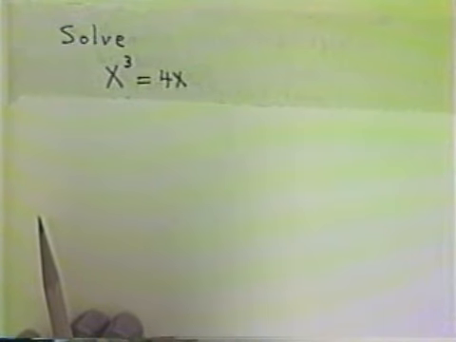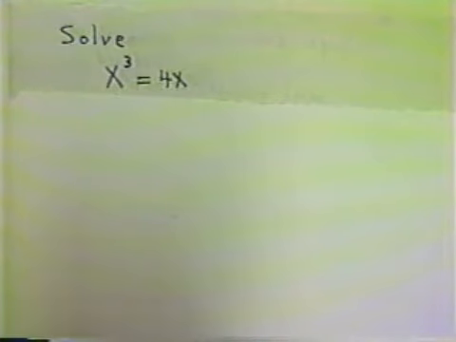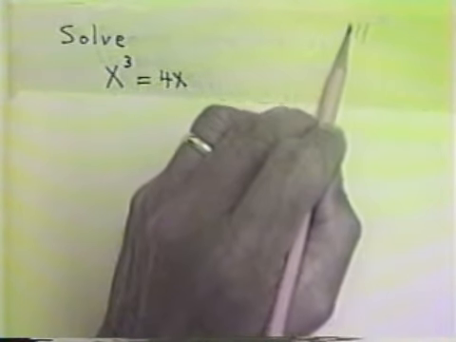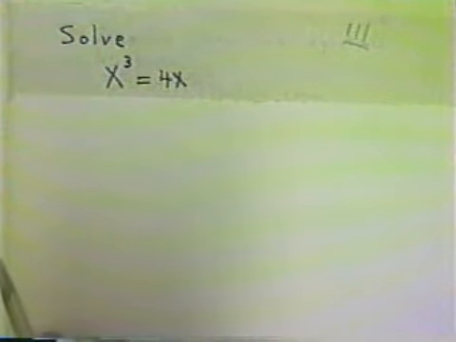So let's solve. X cubed is equal to 4x. X cubed is equal to 4x. Okay, step 1 said put it in standard form.